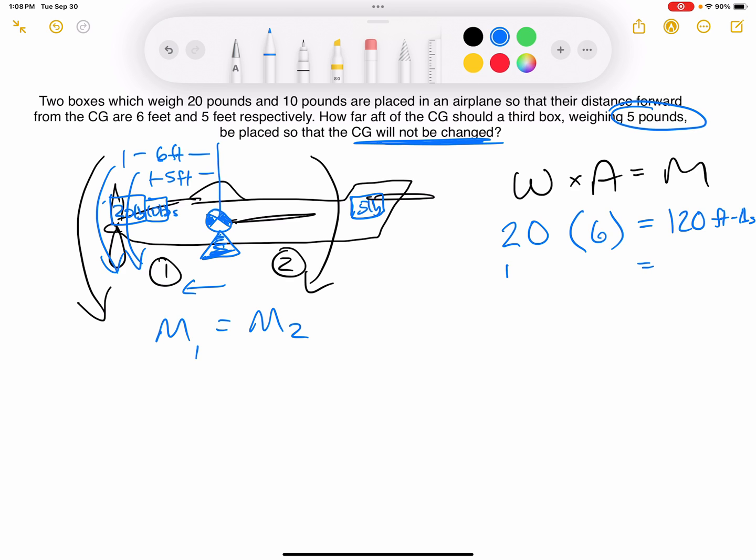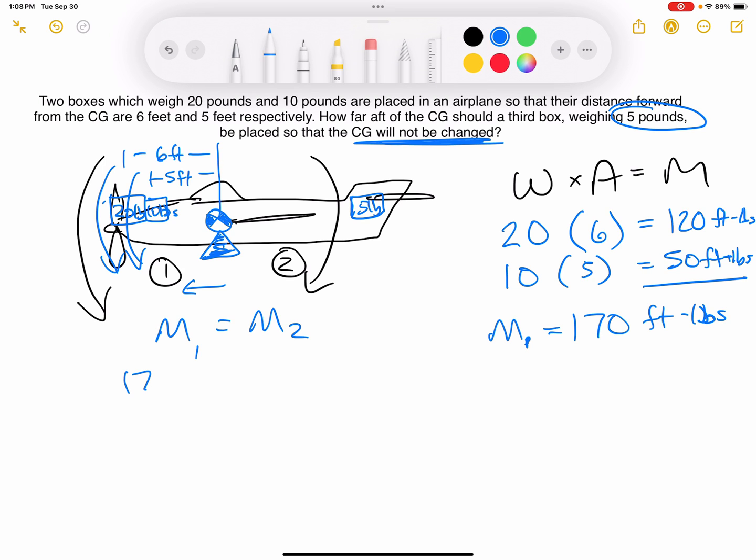And we also have a second box that's 10 pounds, and it is located 5 feet away from the center of gravity. Therefore, it's creating a 50 foot-pound moment. So we need to total our 2 moments up, so it would be 170 foot-pounds would be our moment 1. We know that we need our moment 1 to equal moment 2. So moment 1 is 170 foot-pounds, so moment 2 must be 170 foot-pounds.